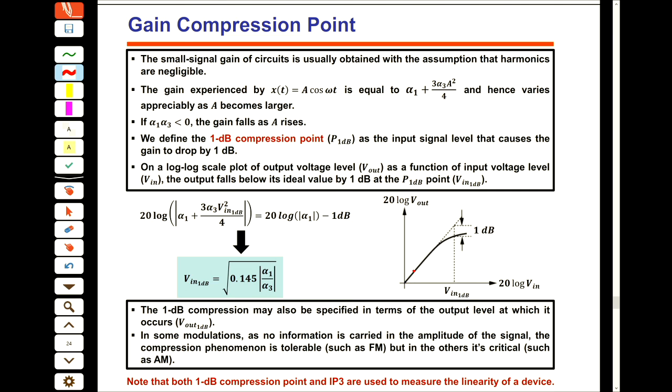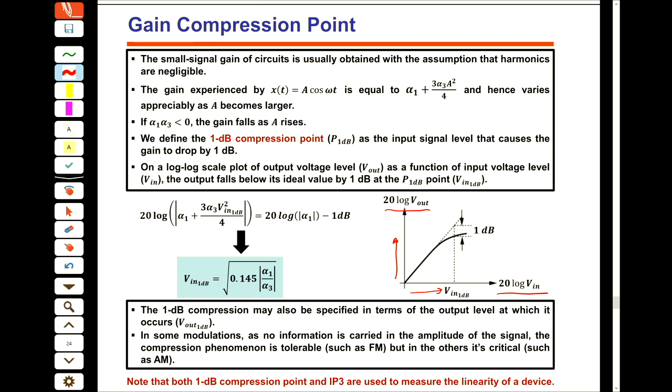So I assume that when I increase the input, my output increases linearly with the slope of alpha 1 in dB, for example, if this is the dB format. But we see that the gain is not following a linear trend. It has this shape. And then we define a 1 dB compression point.